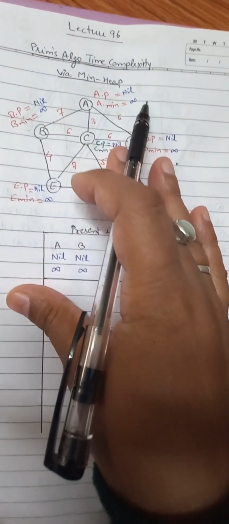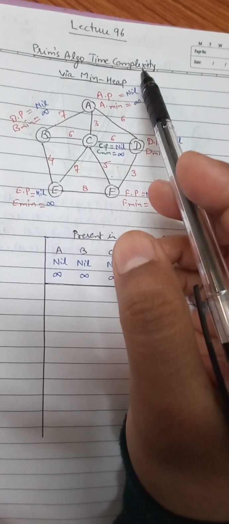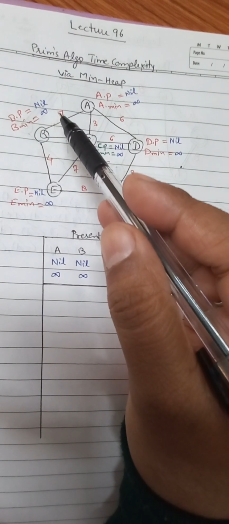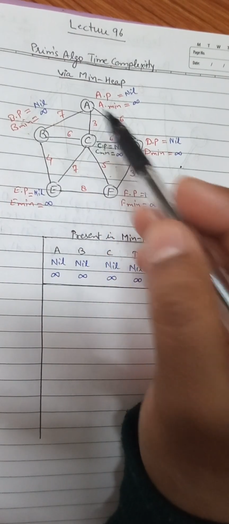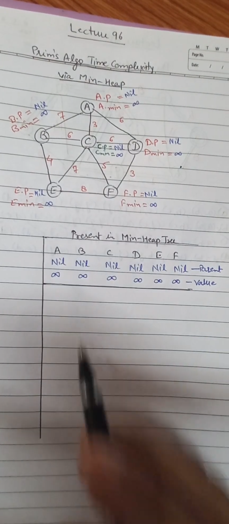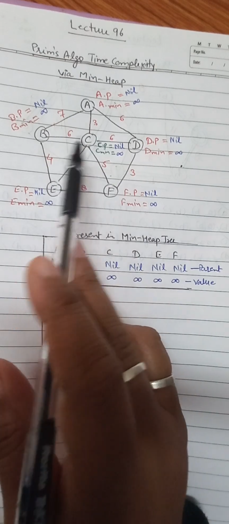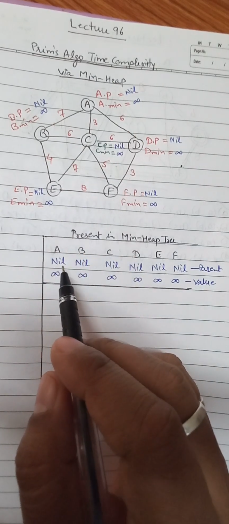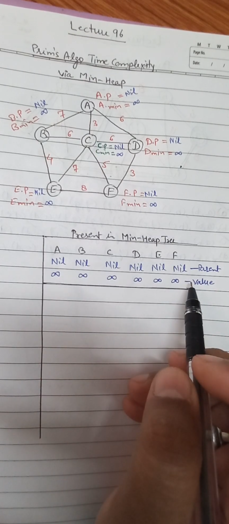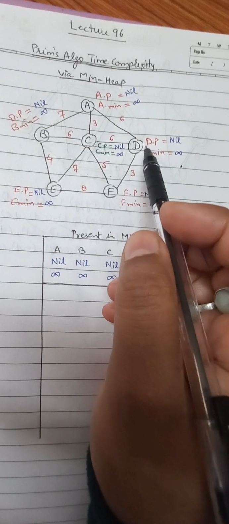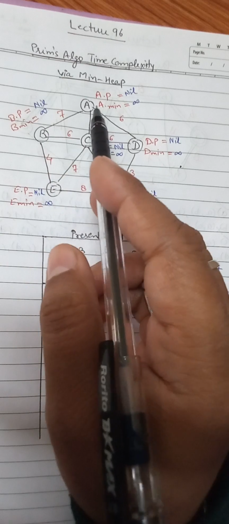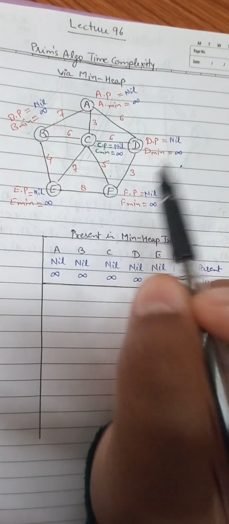Today we are going to calculate Prim's algorithm time complexity via min heap. Suppose this is a graph and these are the weights over there. Initially we are supposing that these are the nodes, or we can say vertices, A, B, C, D, E, F, as we are able to see in the graph. Initially we are supposing all parents are nil, and initially we are supposing its value as infinity. In the similar way we have written over here that d parent is nil and d minimum value is infinity. Like that we have written on each and every node.